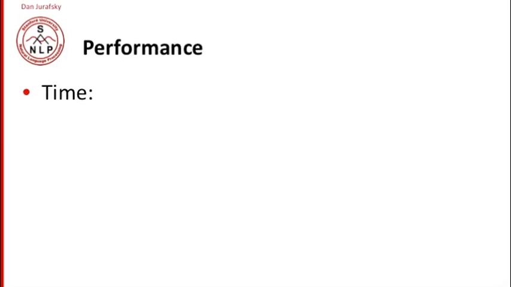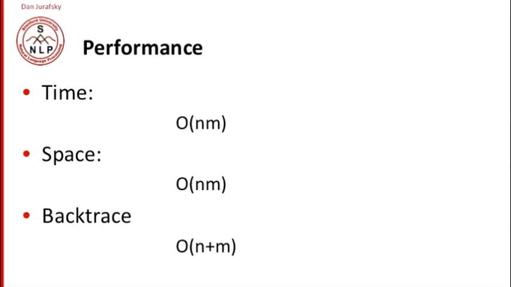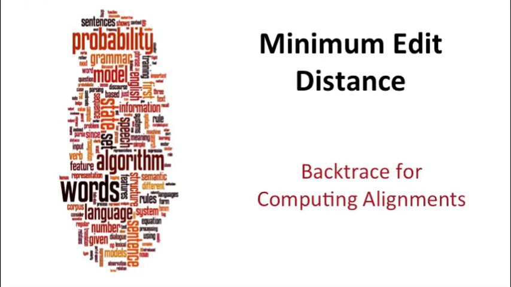What's the performance of this algorithm? In time, it's order nm because our distance matrix is of size nm, and we're filling in each cell one time. The same is true for space. And then for the backtrace, in the worst case, if we had n deletions and m insertions, we'd have to go n plus m. We have to touch n plus m cells, but not more than that. So that's our backtrace algorithm for computing alignments.